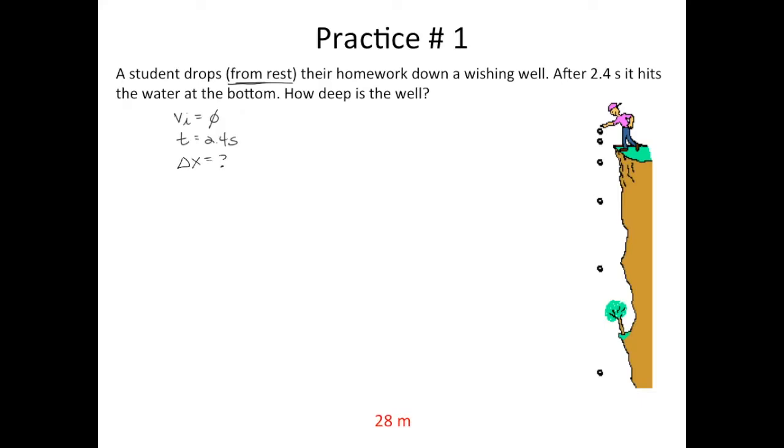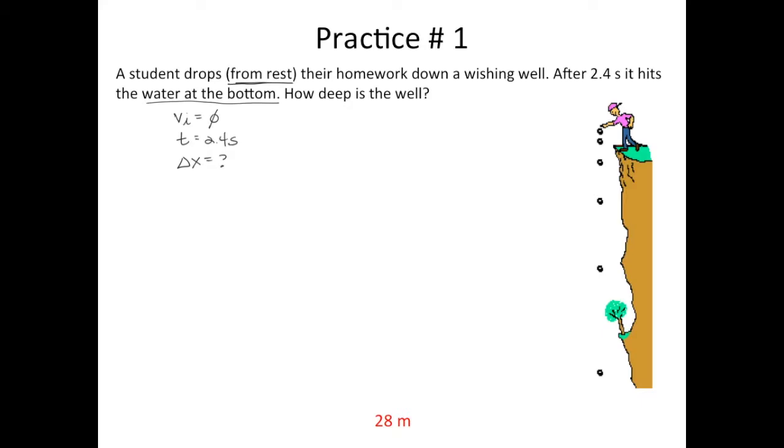Now, a lot of people's misconception would be that if it hits the water at the bottom, it's going to have a final velocity of 0. This is not true. When the object actually hits the water, it does not have a velocity of 0. It's only after it hits the water and the water exerts a force on the homework that it stops the homework, and then it's no longer in free fall. So the homework actually hits the water with a velocity. So we actually don't know the final velocity here.